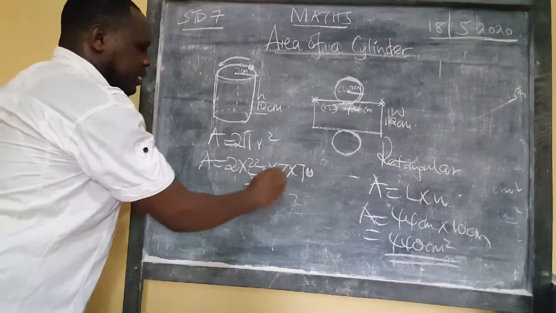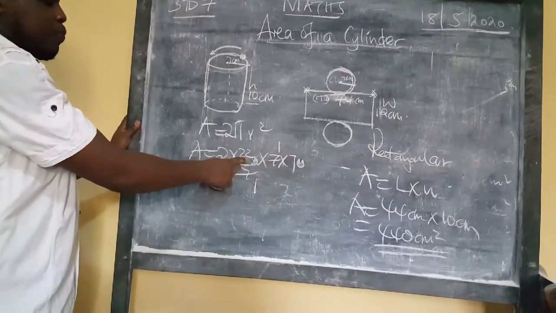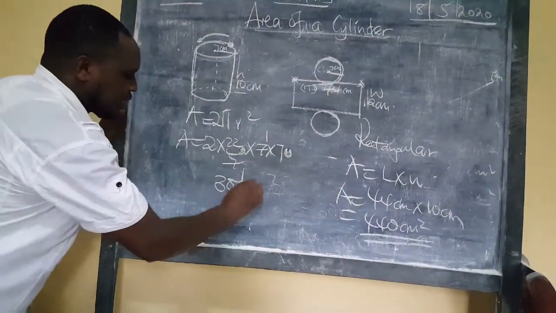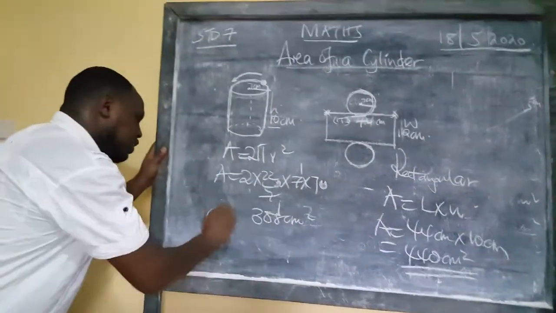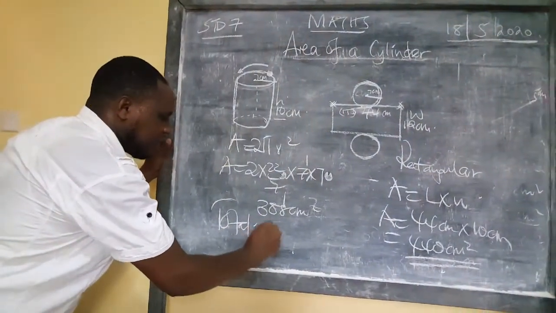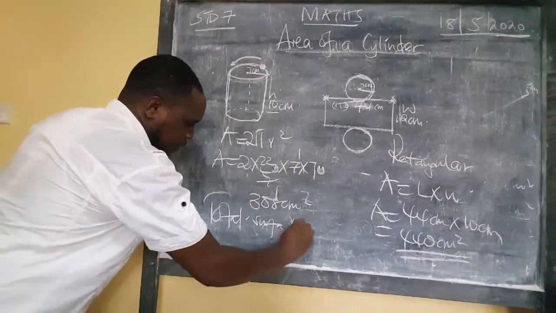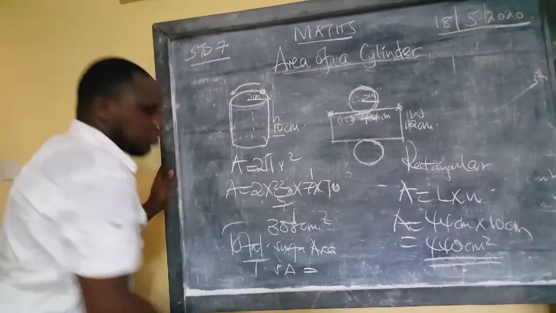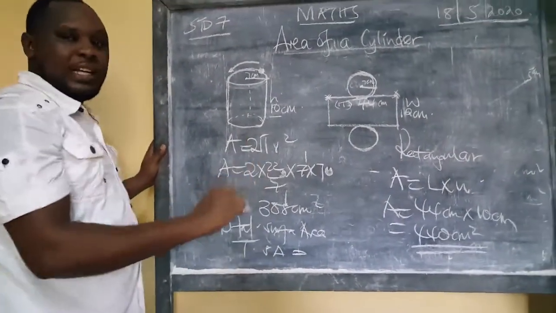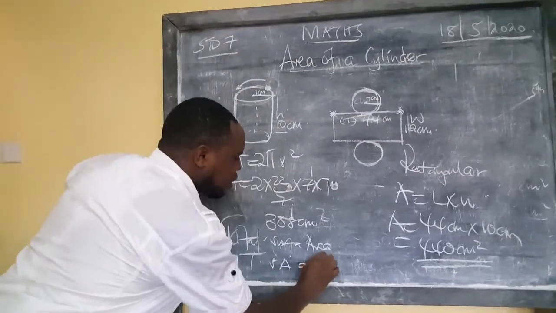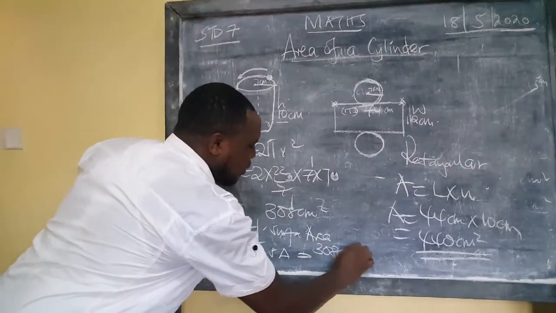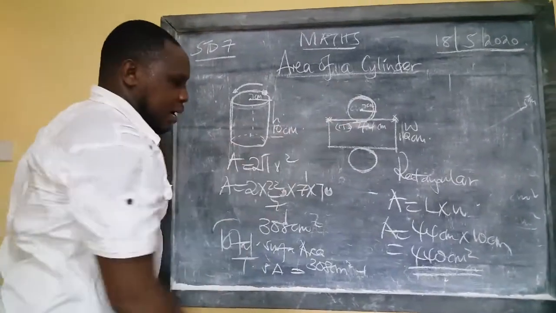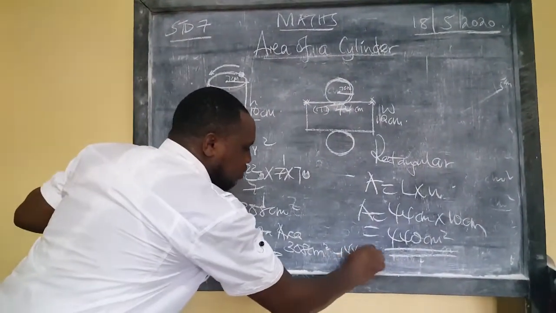So by 7, 1, by 7, 1, this is going to be 44. Then 44 times 7, which is 308 centimeters squared. So the total surface area, which sometimes will be written TSA, is equal to the area of the circular parts, which is 308 centimeters squared, plus the area of the rectangular parts, which is 440 centimeters squared.